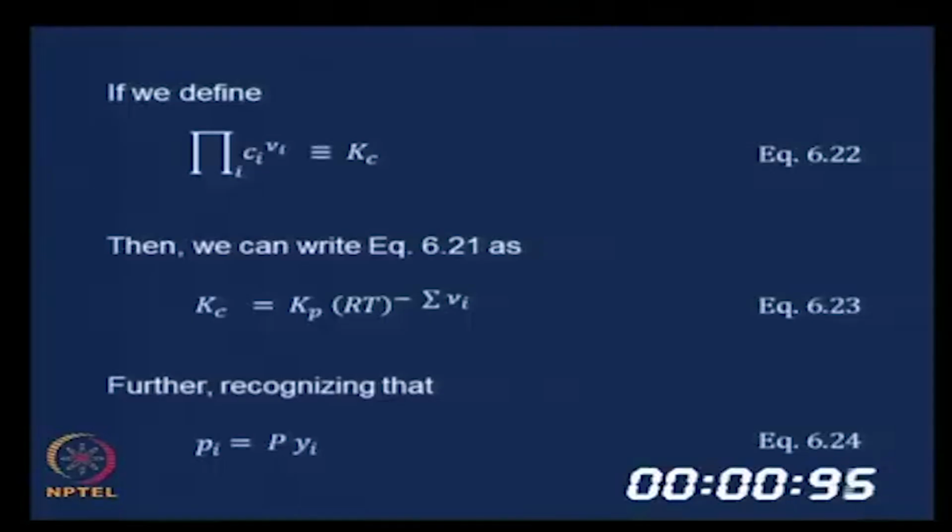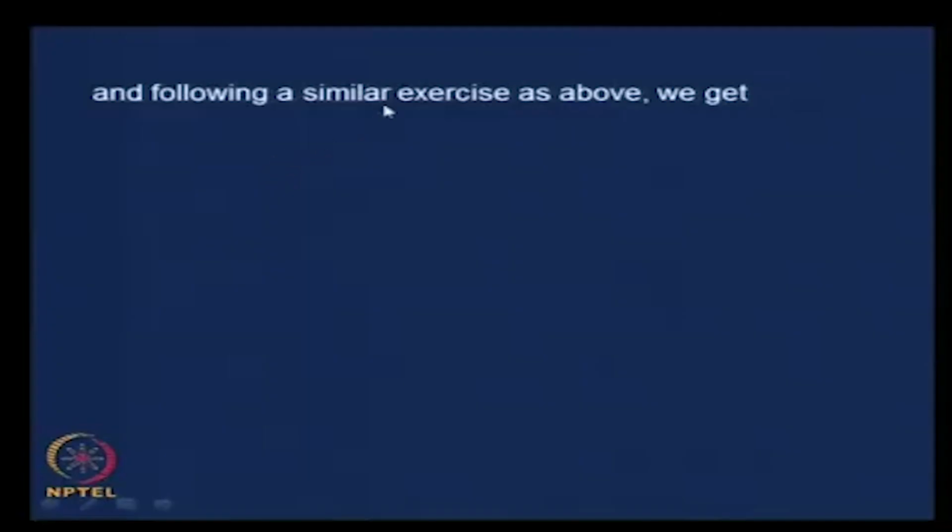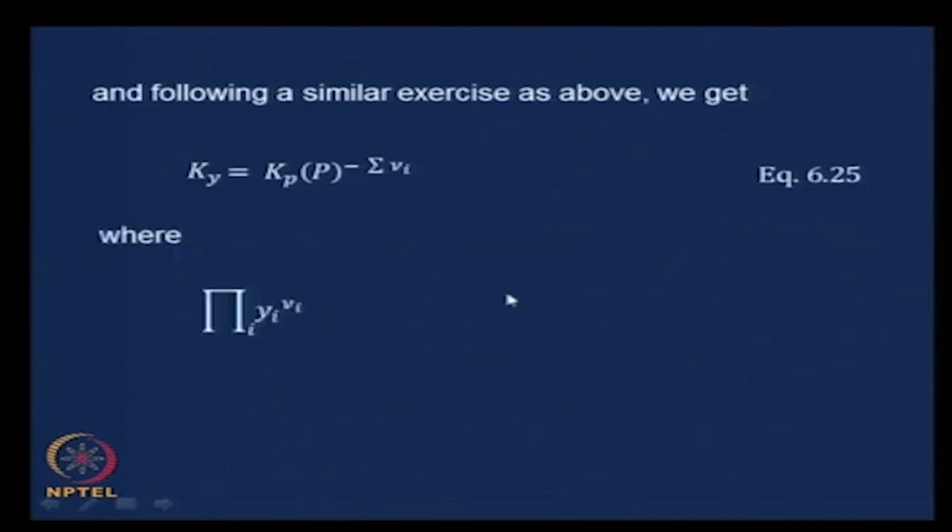Okay. Now taking Pi equals the total pressure times the mole fraction Yi, and if we follow a similar exercise as above, write Ky in terms of Kp and so on, you should get Ky is nothing but Kp into P raised to the power of minus sum over all nu I. Hopefully you got this in your own exercise, where Ky is defined as product over I Yi, the mole fraction, raised to the power of nu I, the stoichiometric coefficient. Let us call that equation 626.